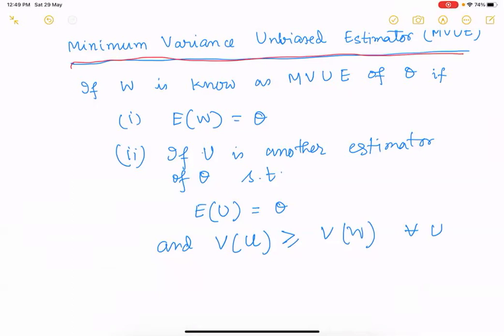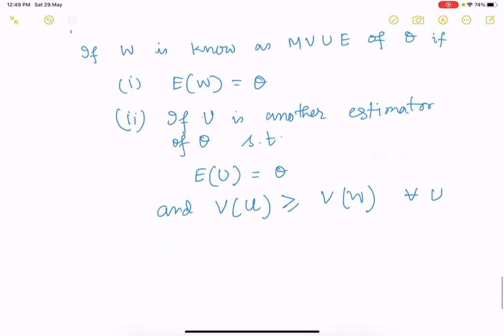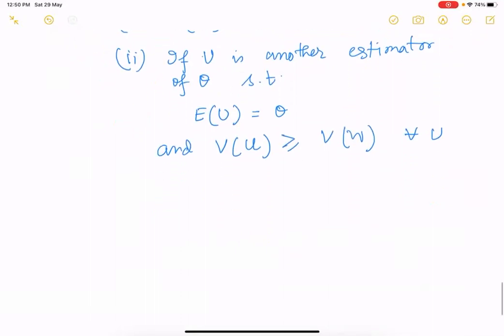So what is the minimum variance unbiased estimator telling you? It is telling you that among the class of unbiased estimators, where U is another estimator which is also unbiased, W is the best. Finding a minimum variance unbiased estimator is a good thing, but the problem is different. The problem is much larger. What you are missing out on is a much bigger problem.